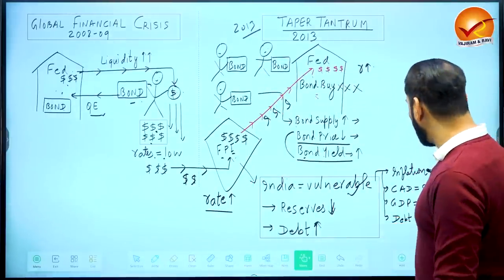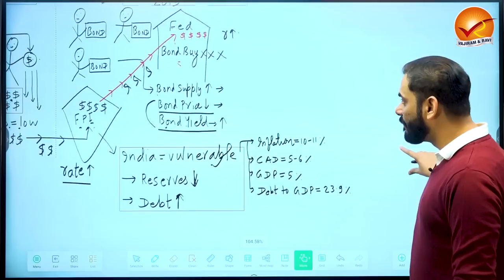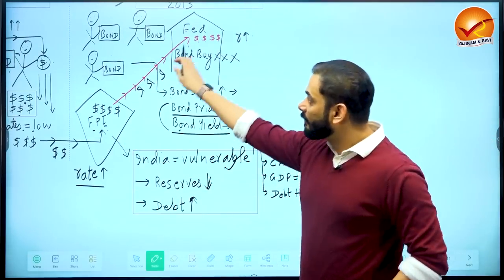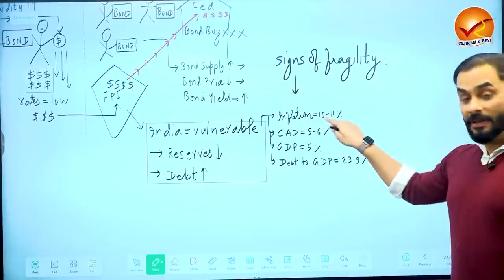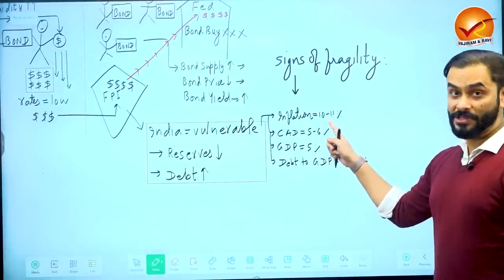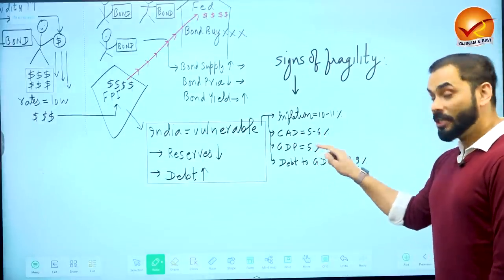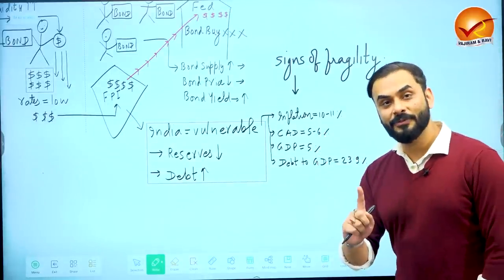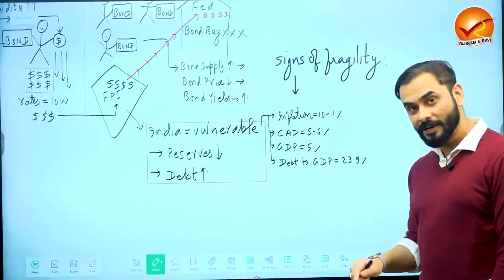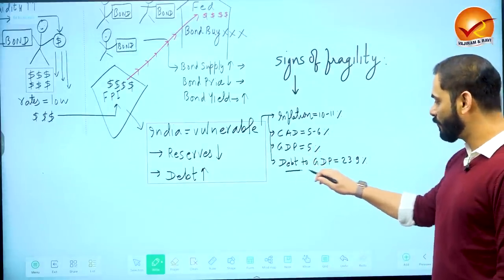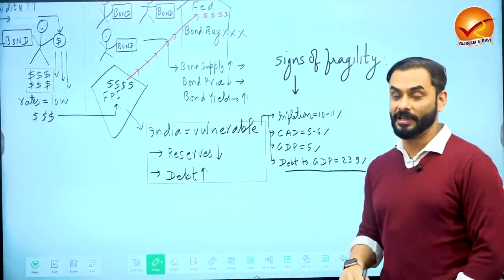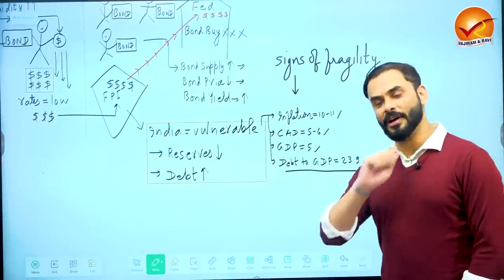Plus, you see something very interesting. At the time when the dollar went away from India, our inflation was 10 to 11%, worrisome. Current account deficit 5 to 6%, very high. GDP 5%, so the GDP rate of growth was not very high. But look at this thing. It's called debt to GDP ratio: 23.9%. This is worrisome. I'll tell you why.